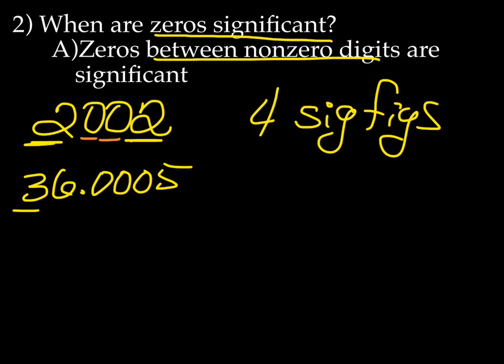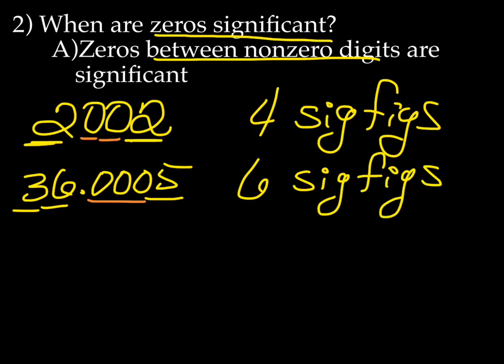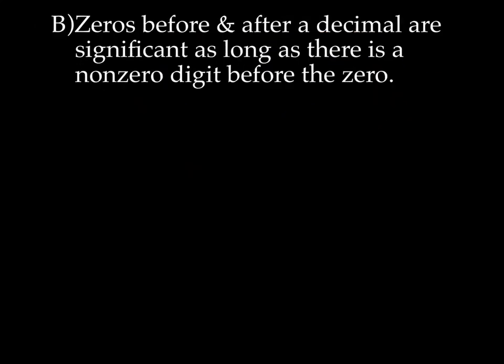Again, the 3, the 6, and the 5 are all significant because they are non-zero digits. What about these zeros? Are they between non-zero digits? They are. So that means that all of the digits in this number are significant. So this particular number has 6 sig figs. Okay. Hopefully you feel okay about this. We'll move on to the second rule.